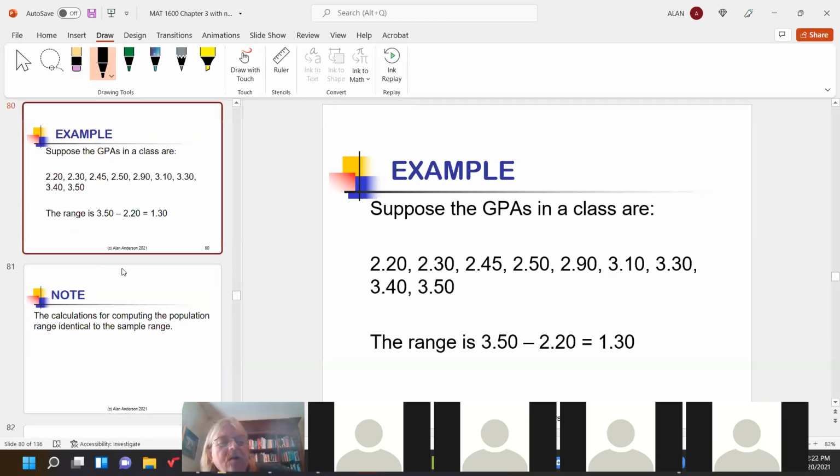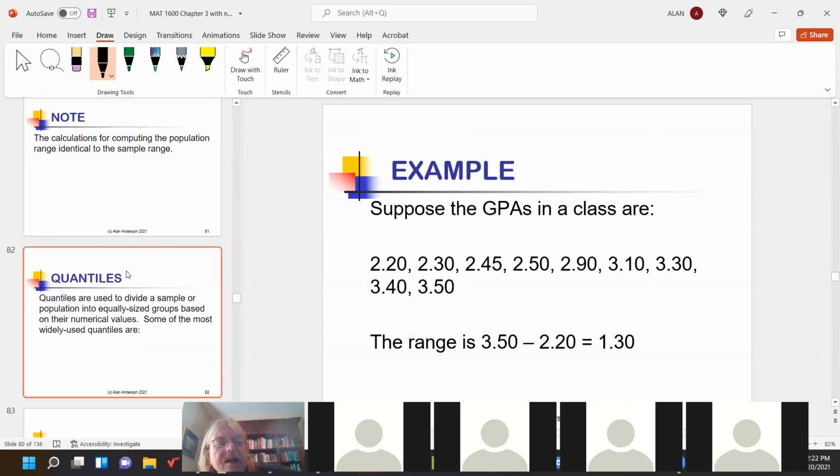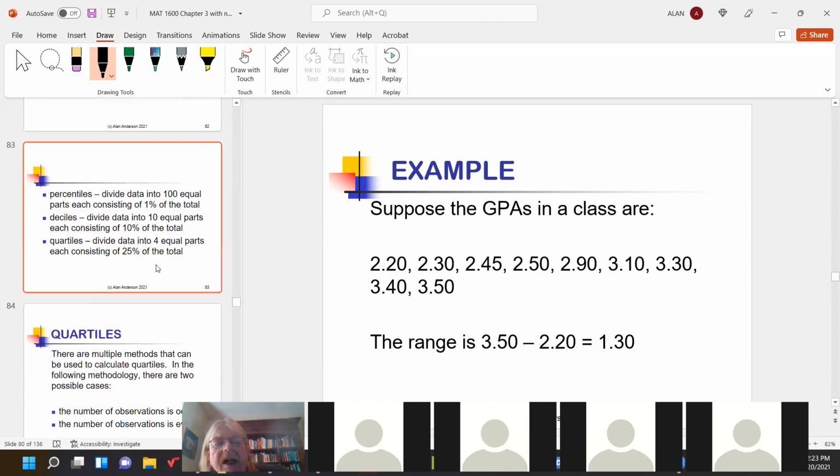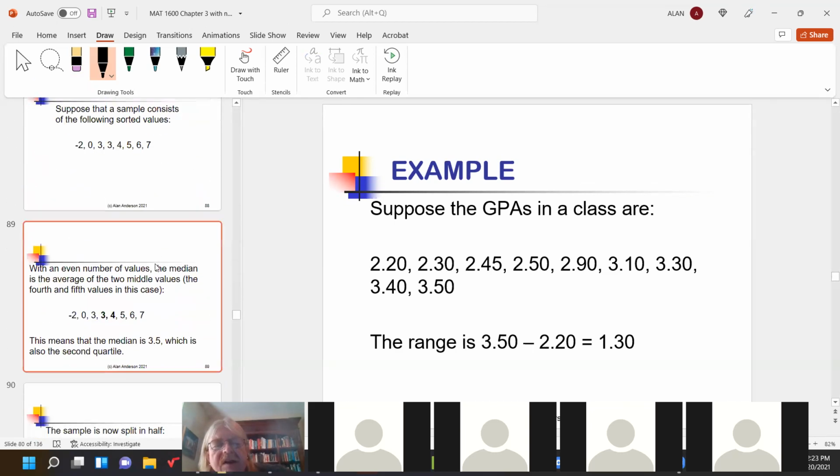Okay, so I think we can stop right here. We'll start with the quantiles tomorrow. We'll work our way through these other measures of dispersion. And then there's one more type of measure that we're going to need later on.